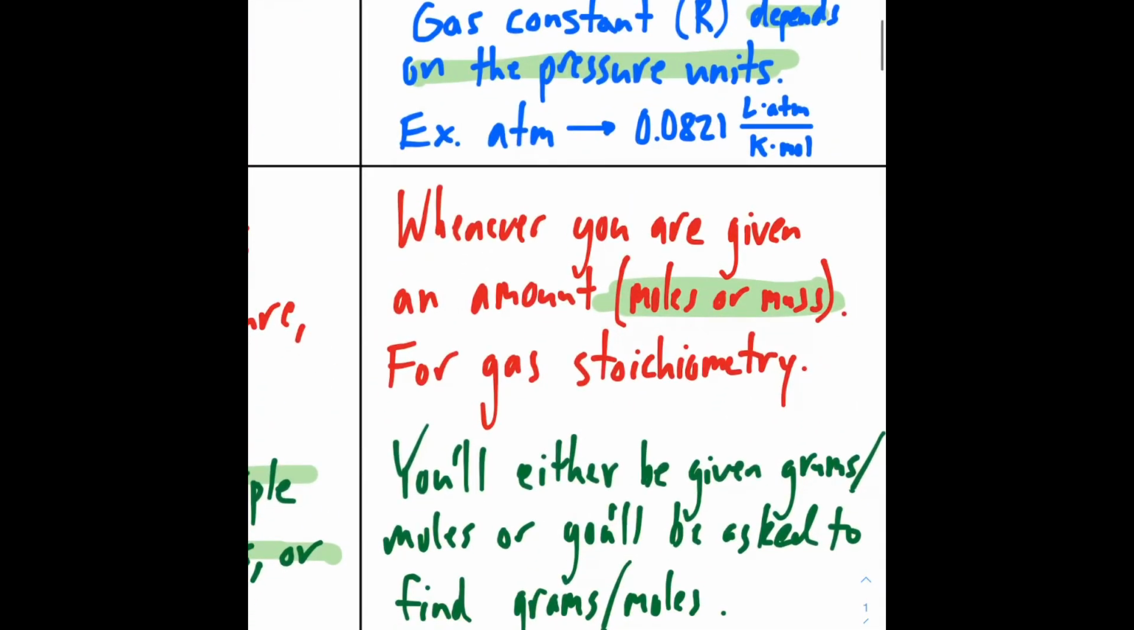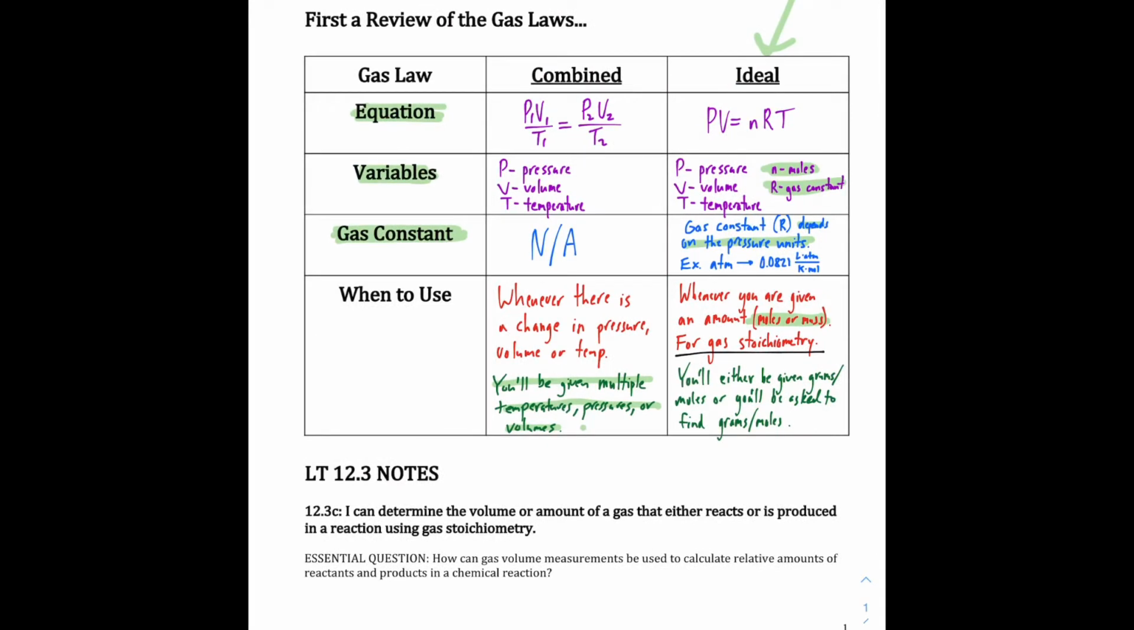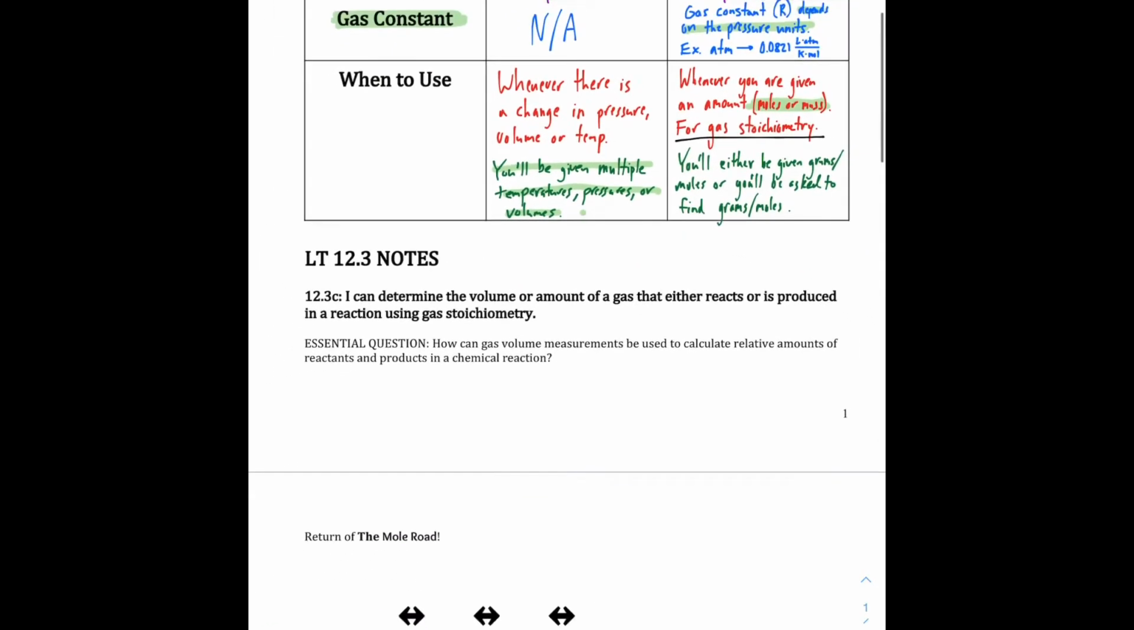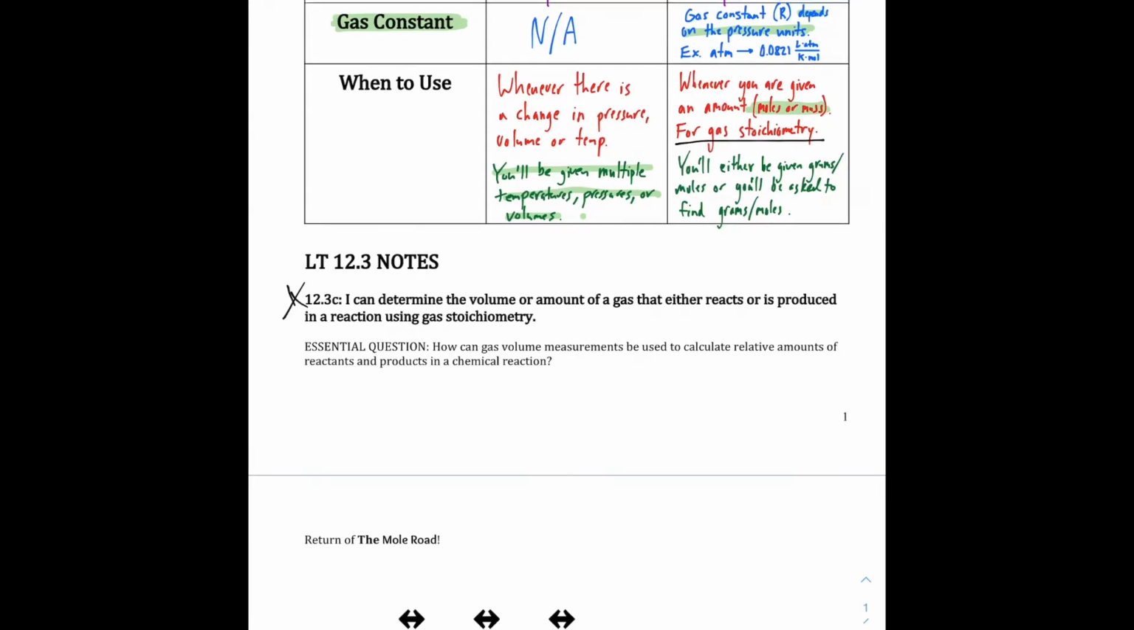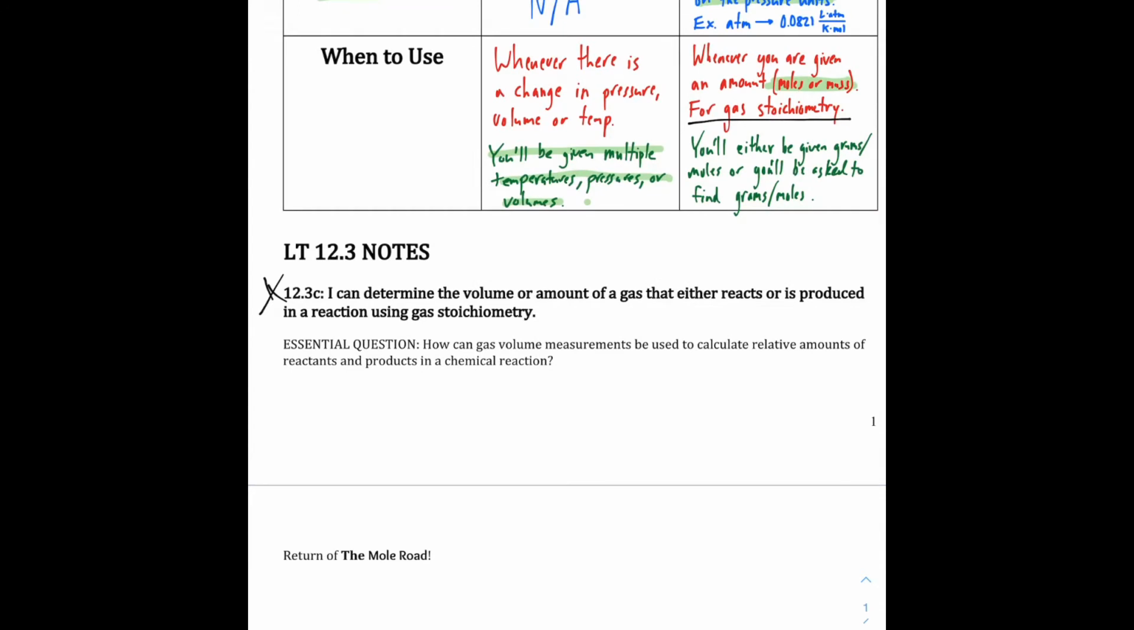I also put here, it's for gas stoichiometry. And you may not know what I'm talking about there for good reason. That's what this video really is about, is gas stoichiometry, which is our last learning target, 12.3. The subtarget says, I can determine the volume or amount of gas that either reacts or is produced in a reaction using gas stoichiometry. So think about this essential question. How can gas volume measurements be used to calculate out relative amounts of reactants and products in a reaction? How can we take what we learned in stoichiometry back in Unit 8 and include gases?